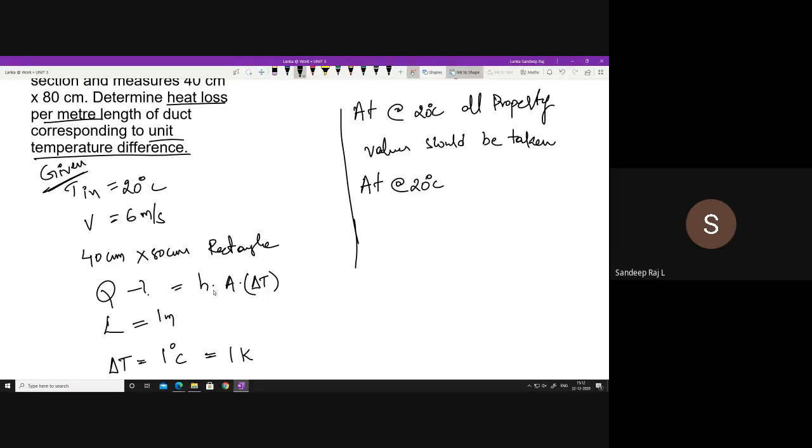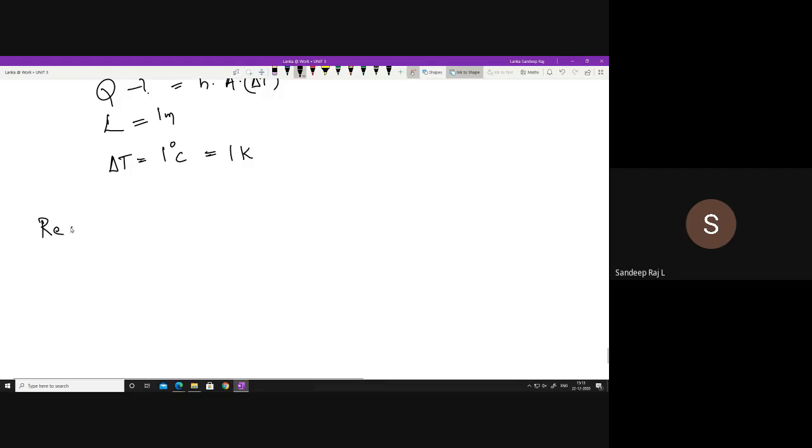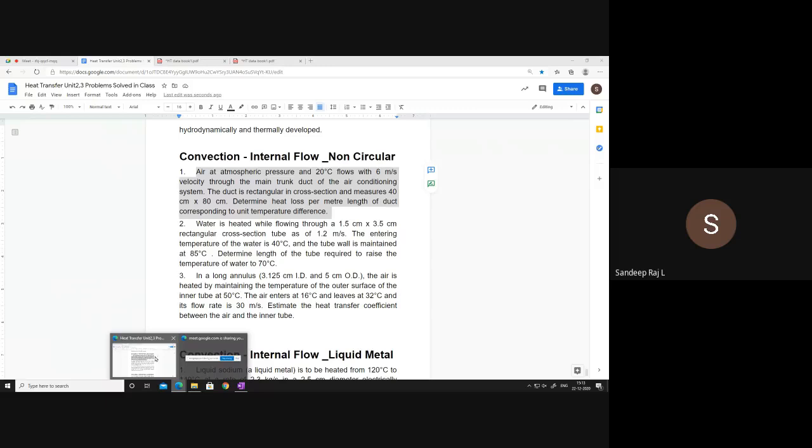So H you have to find out in this particular question. Before we go to H, you have to find out the Reynolds number value. For finding the Reynolds number value, what is the formula? Re is equal to rho V d by mu, or V into D by nu. In place of D here, we will have something called L. Let us look at the nomenclature that is given in the data book, and let's use that.